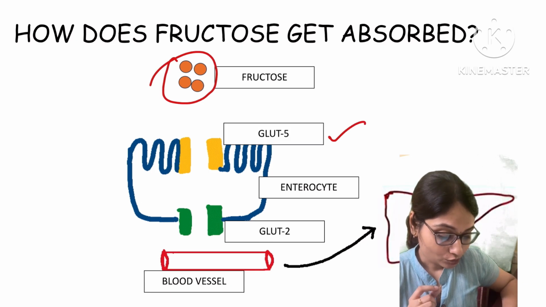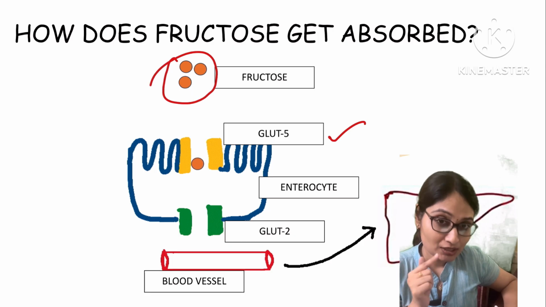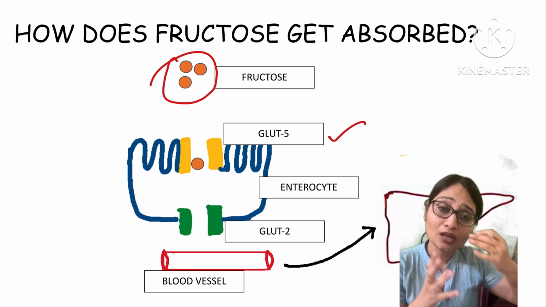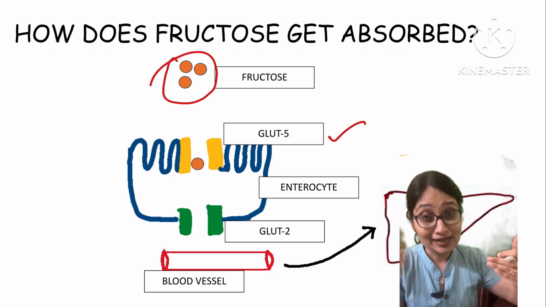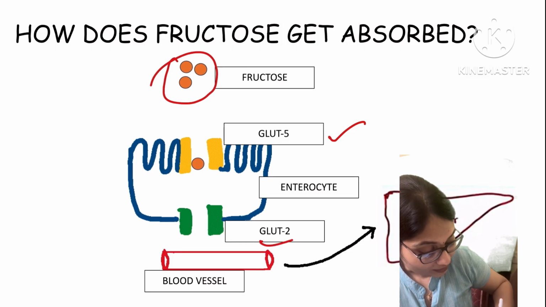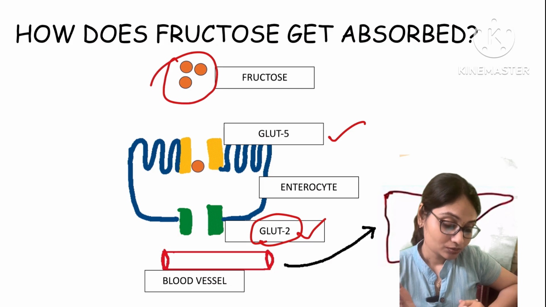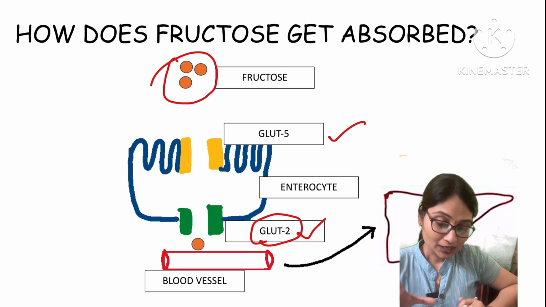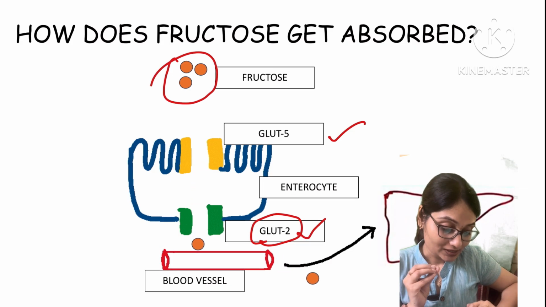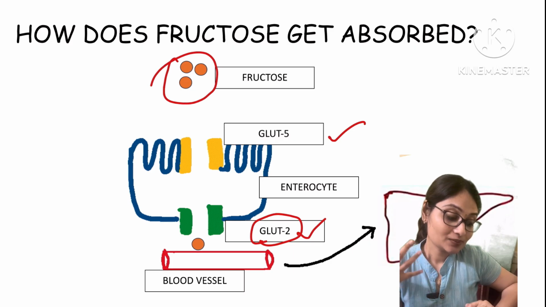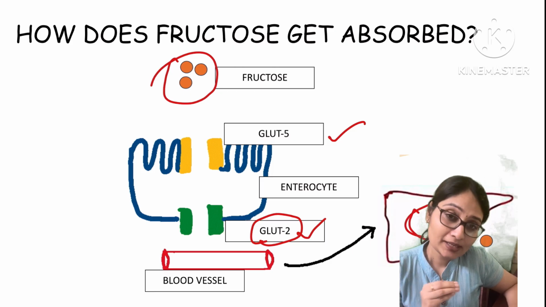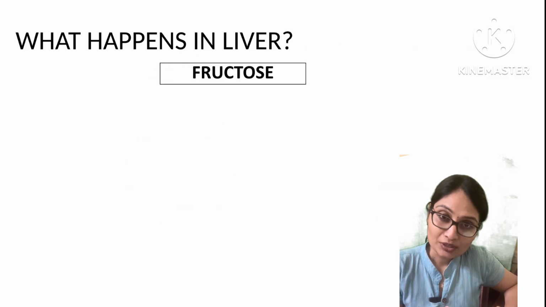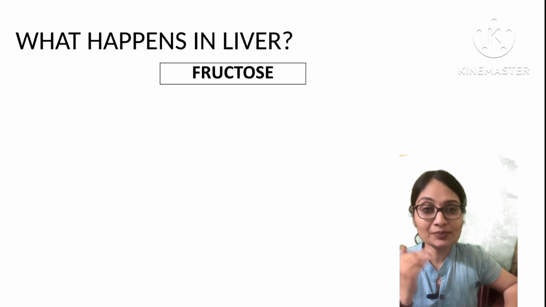So fructose first enters the enterocyte through this GLUT5 gate. Now it has to exit the enterocyte to enter into the bloodstream, so it should have another exit gate. That exit gate is nothing but your GLUT2. Now fructose happily exits this enterocyte, enters the blood vessels, and now it enters its final pathway, which is your liver. So it homes into the liver. Once inside the liver, it undergoes metabolism. Now let's look at the steps of metabolism that happen in the liver.